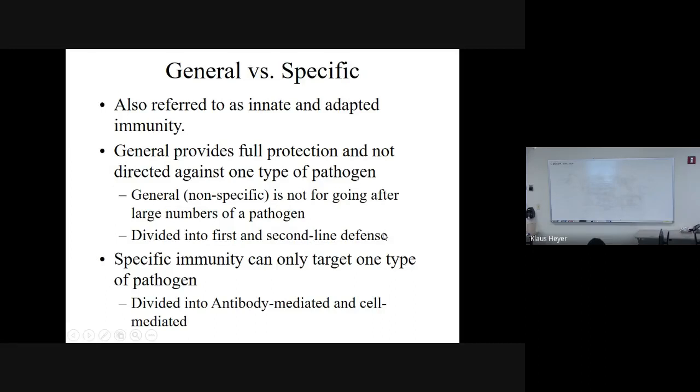First, we're gonna divide this into the first and second line of defense. That's what I'm gonna talk about today, and then that's where I'm gonna stop. I'm gonna talk about the first and second line of defense, and end it there. Specific immunity, we'll talk about on Wednesday. That's only one type of pathogen, and we'll get to that.